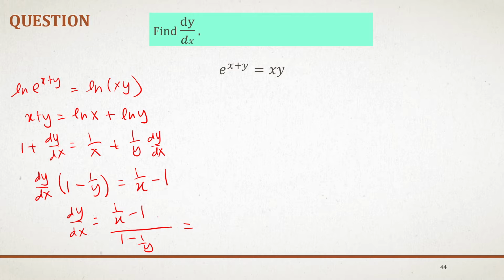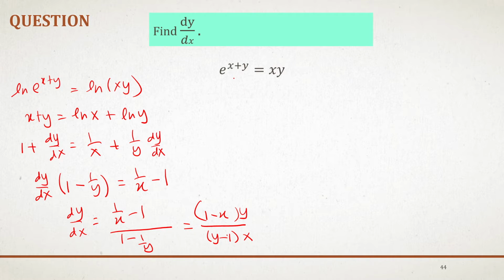And please rearrange this one. The reason is there is no norm way to write a fraction. So this one is (1 - x) over x multiplied with y, and then this one will become y(1 - x) over x(y - 1). Okay, you can practice how to get this on the final answer.